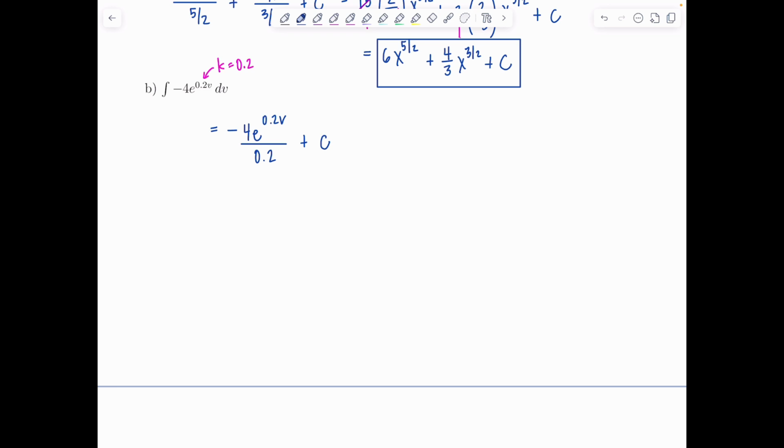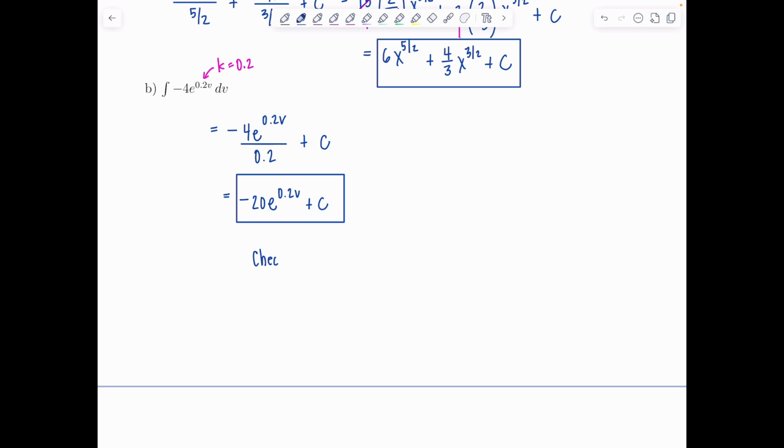Now that's messy, don't leave it like that. So 0.2, right, that's 2 over 10, 1/5. -4 divided by 1/5 is the same as -4 times 5. So this is -20 e to the 0.2v plus c. Boom, there's our antiderivative. Again, are you a little nervous?